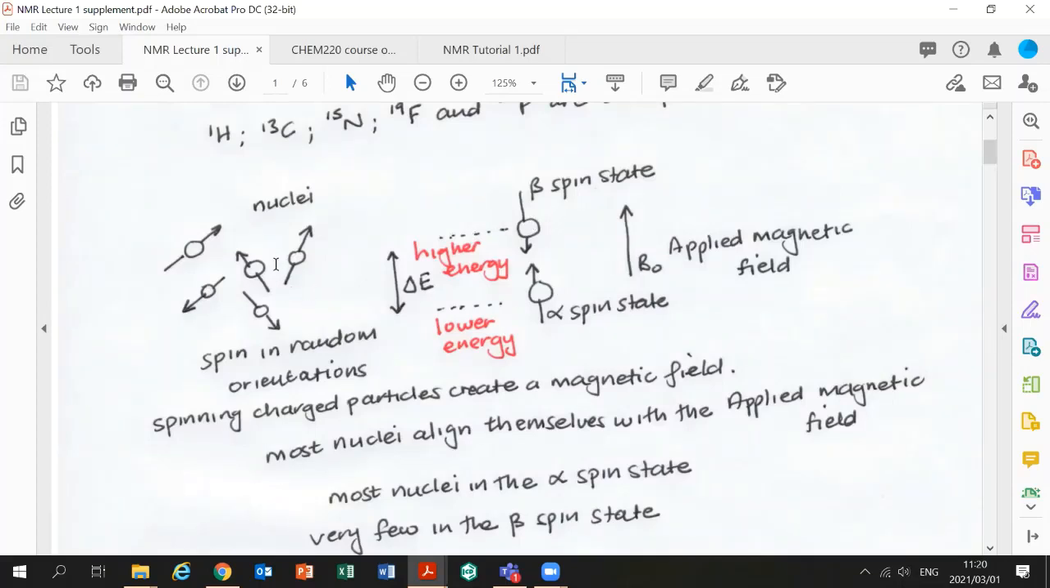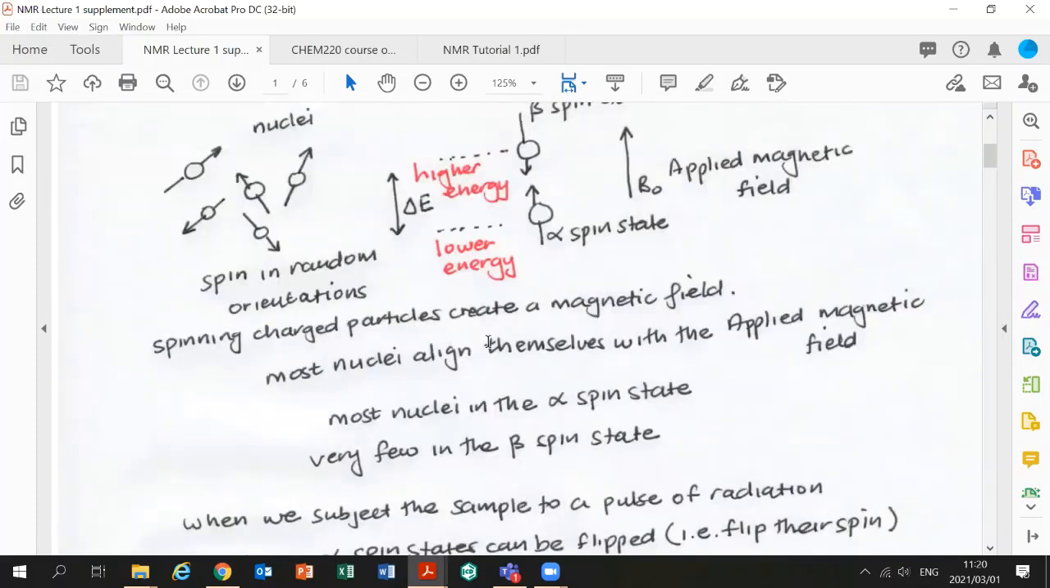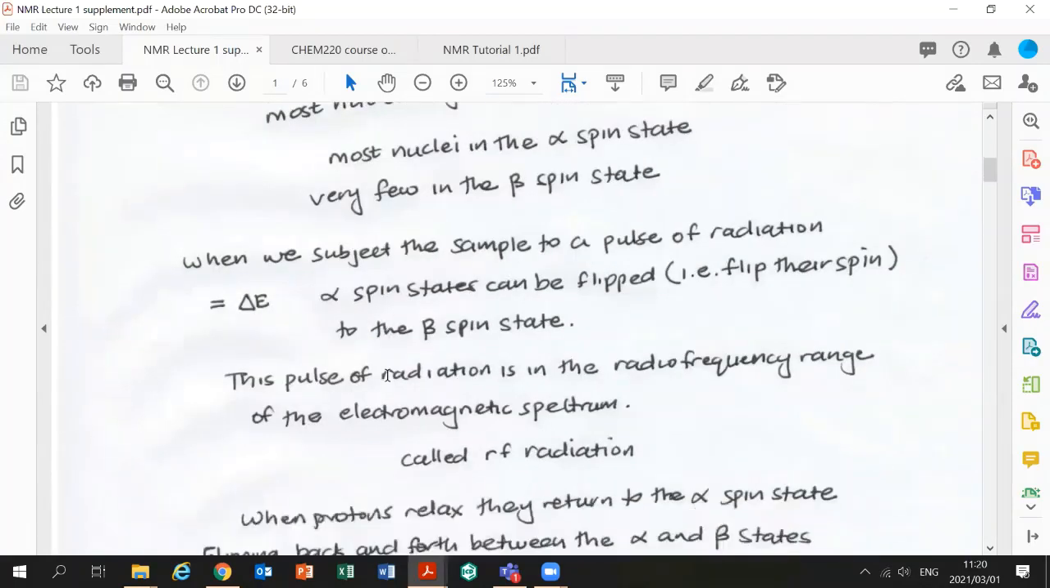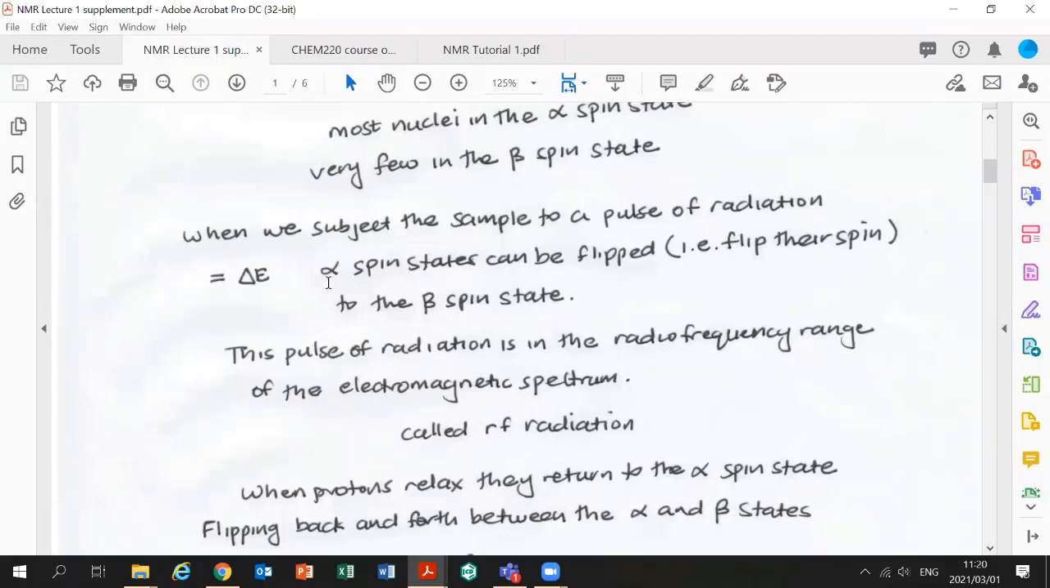And can you see here, I'm not randomly orientated anymore. I'm just either with or against, right? So when you're put into an applied magnetic field, it's either with the spin state or against the spin state. So we can supply this energy in order for the alpha spin state to go to the beta spin state. And when we do that, we say that the alpha spin states can be flipped. Generally you see people talking about flipping the spin. So we can flip the spin from the alpha spin state to the beta spin state.